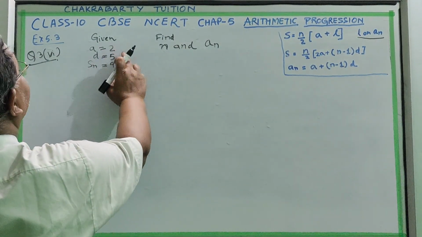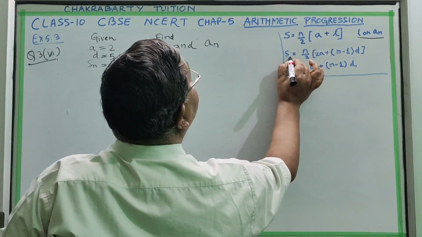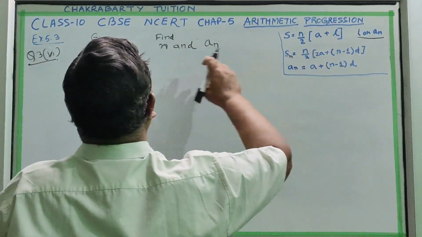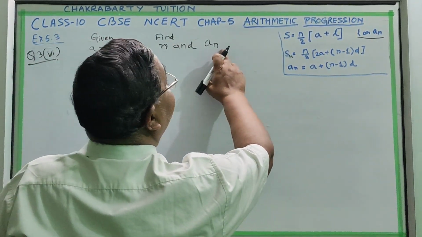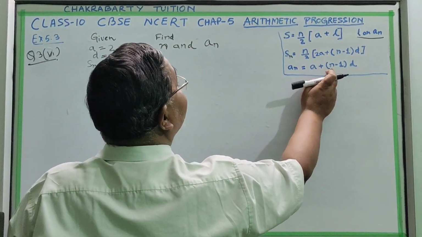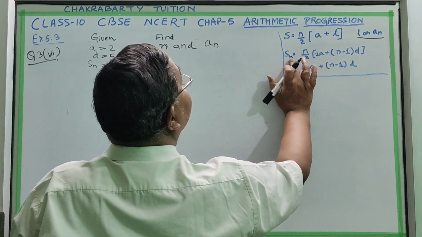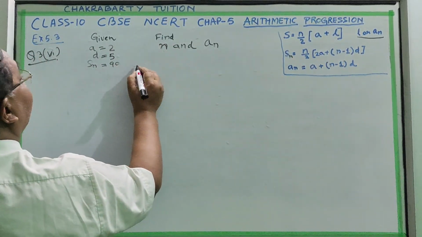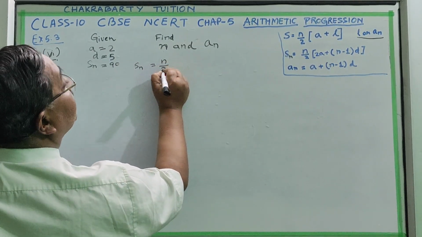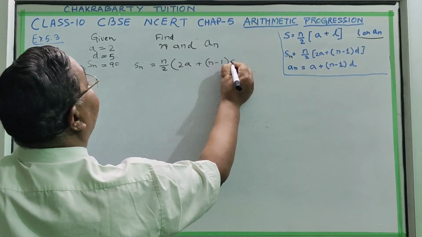So here A is given, D is given, and Sn is given, and you have to find out N and An. So first we will find N. After that, A is given, and if we get N, we can find out An also. So first we will use this formula: Sn equal to N upon 2 times (2A plus (N minus 1) D).